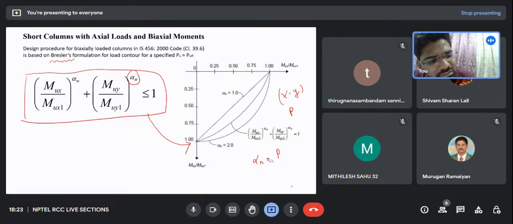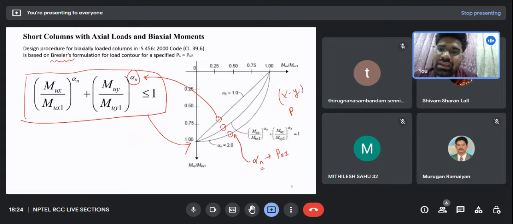It is dependent on this, this is not equal. This is dependent on P by Puz. From where will I get this Puz? We have a formula, that is the capacity of the column. So it will depend upon Puz, and based upon that Puz I will have an alpha n value, and based upon that alpha n value I will be selecting one of these interaction curves, as you can see here. So for one of these interaction curves, I will have an alpha value. I will place that alpha value here, and I will see whether my equation is satisfied or not. Okay.